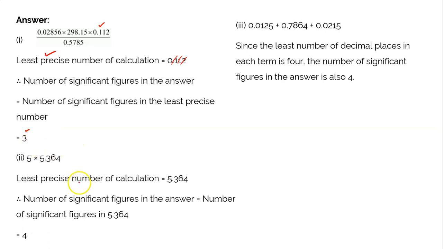Now similarly, look at the second part of the question. It is 5 into 5.364. How many significant figures are possibly present in the answer of this expression? Out of the two given figures 5 and 5.364, the least precise number is this 5.364. And in this number, how many significant figures do we have? We have four significant figures here: 1, 2, 3 and 4. So because there are totally four significant figures, the answer also will consist of four significant figures.